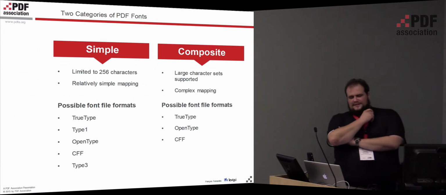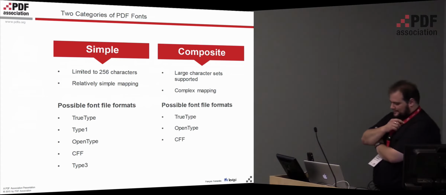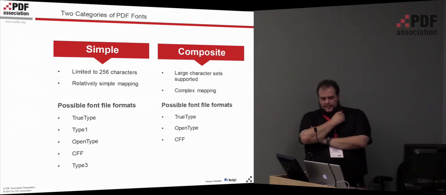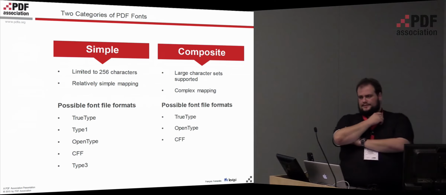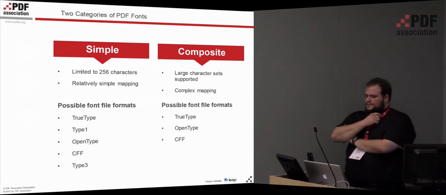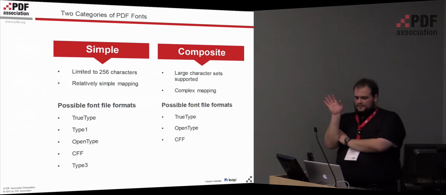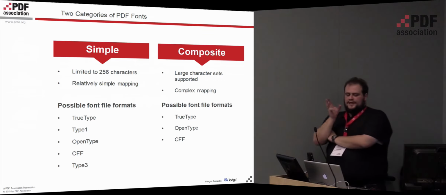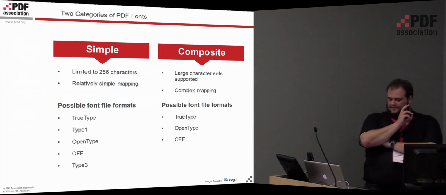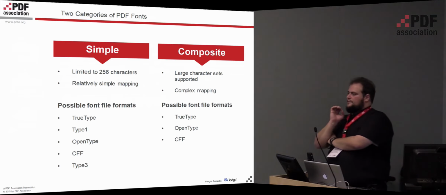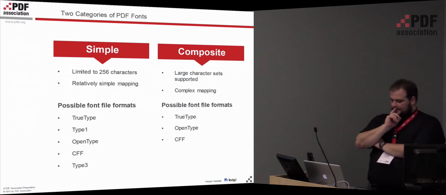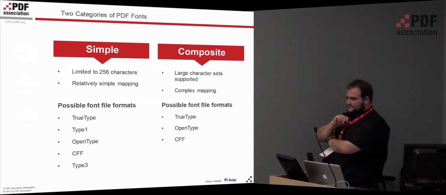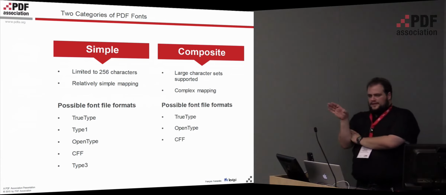And I've written down that it is a relatively simple mapping, but I'm still not 100% sure whether that is true, because there are so many corner cases that outnumber a bit the so-called composite font complex mapping. Well, we'll get to that in a second. For simple fonts, we can have TrueType, Type 1, OpenType, CFF, and Type 3 as the font files being used. Now, composite, and there's a pretty interesting concept around the composite fonts. We'll get into that in more detail later.